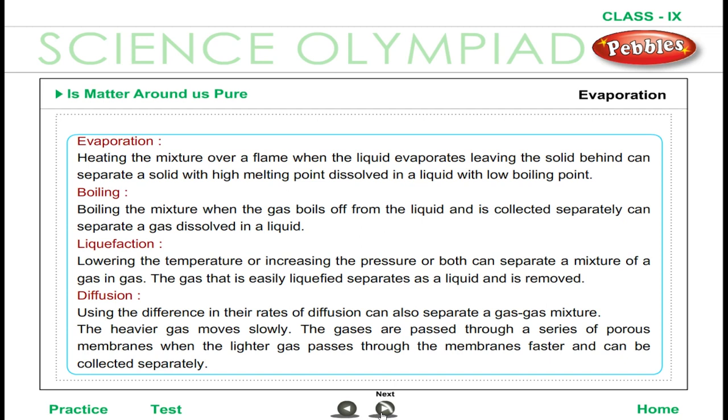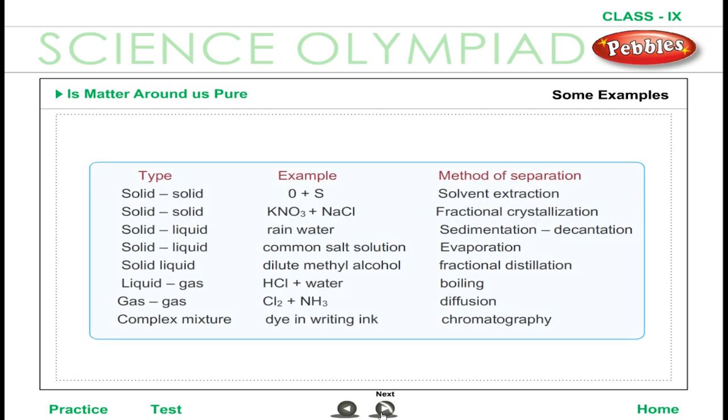Diffusion. Using the difference in their rates of diffusion can also separate a gas-gas mixture. The heavier gas moves slowly. The gases are passed through a series of porous membranes, when the lighter gas passes through the membranes faster and can be collected separately. Some examples are given below.